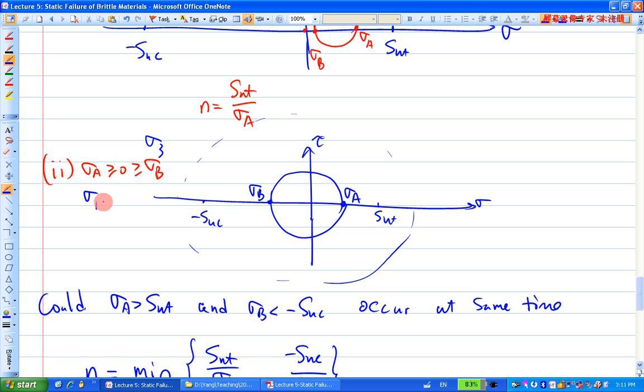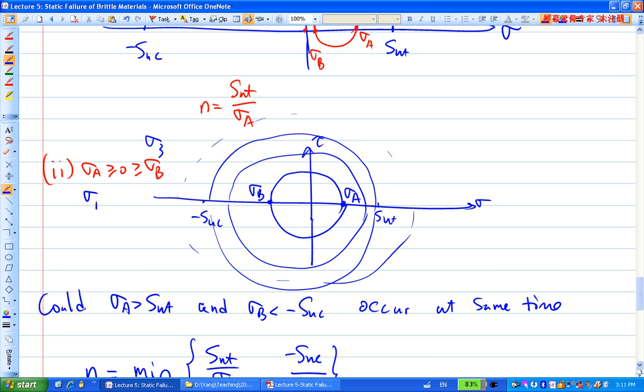In this particular case, when sigma A is greater than 0, which is greater than sigma B, this is one type of Mohr circle. And you could also draw a Mohr circle like this. But as long as the two ends of the circle are still between SUT and the negative SUC, you're safe according to MSS.